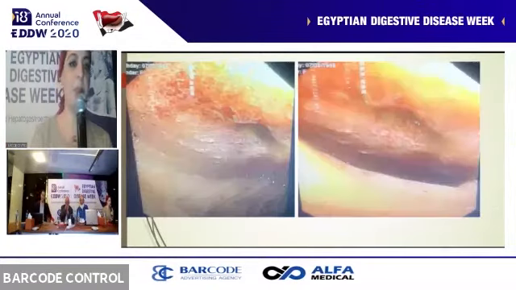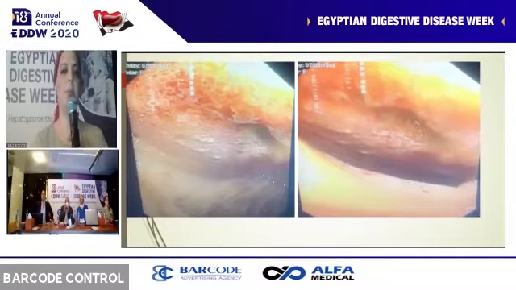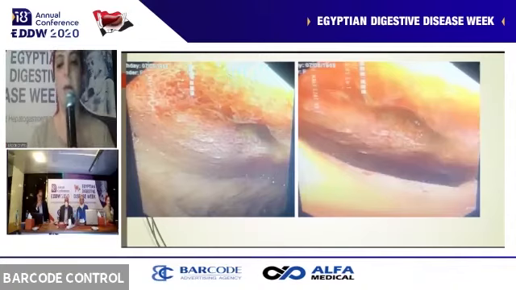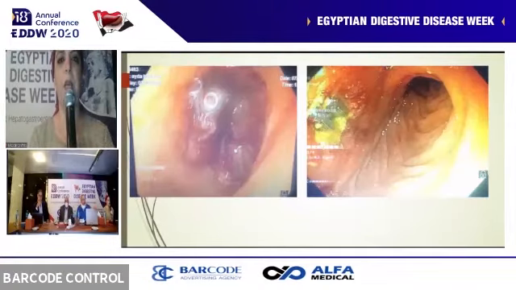This is a perforated bulbar ulcer. I did a combined treatment for her here by injection and application of two clips. This picture is after 48 hours of application, showing complete closure of it.